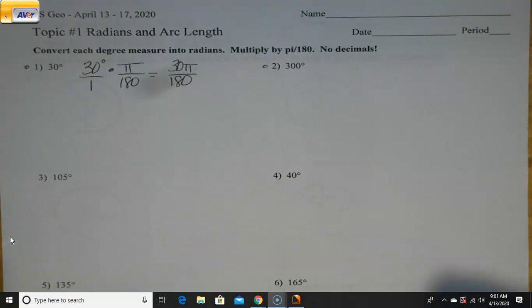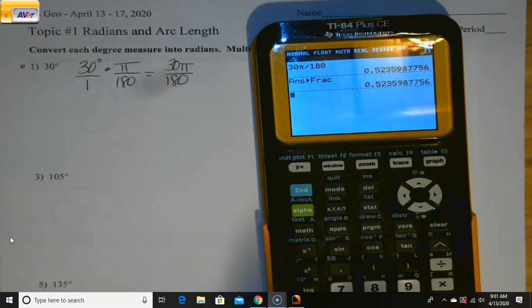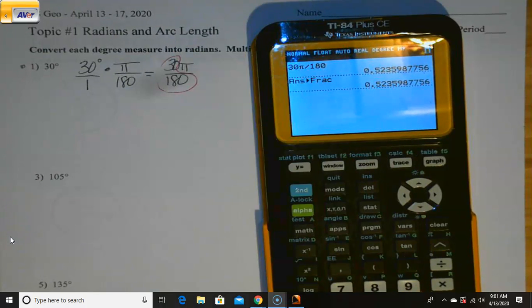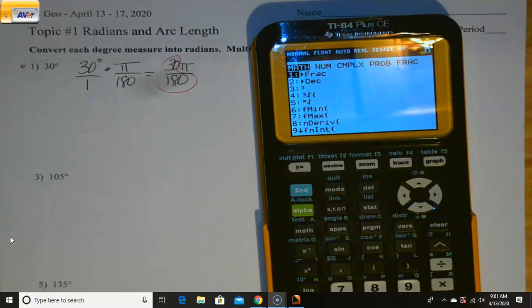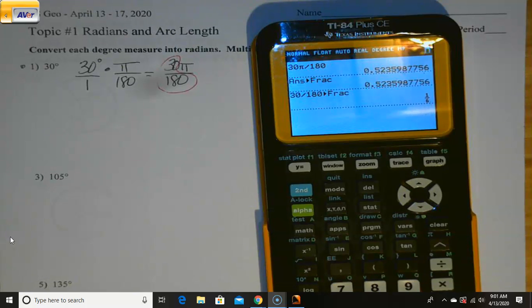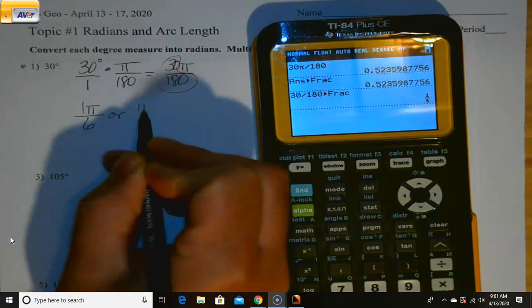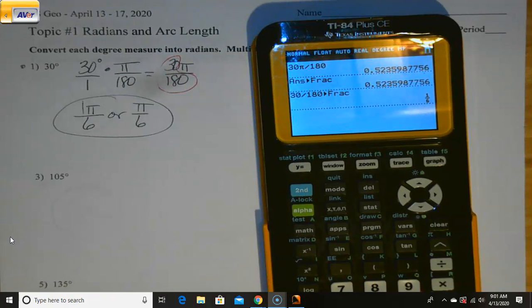It says right up here, no decimals. Well, what do I do then? What I'm going to do instead is take the coefficients. I'm going to ignore pi for a minute. I'm going to treat it sort of like it's a variable instead of a number. And that 30 divided by 180 is what I'm going to put into my calculator and do math enter, or whatever your fraction button is. It says 1/6. So my actual answer here would be 1 pi over 6, or I could just say pi over 6. And so that's how we can make this conversion.